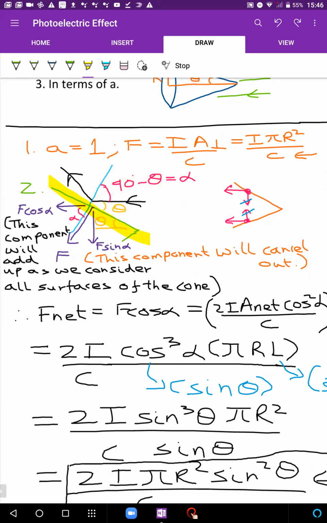Okay, why does the angle of incidence matter? Because F, the force that is applied, is 2I cos square angle of incidence into area by C. That's the formula for a reflecting plate. Okay, so therefore that angle of incidence matters. अब क्या है, ये जो force ultimately लग रहा है, वो force normal direction के along लगता है when you have a perfectly reflecting plate. ठीक है?